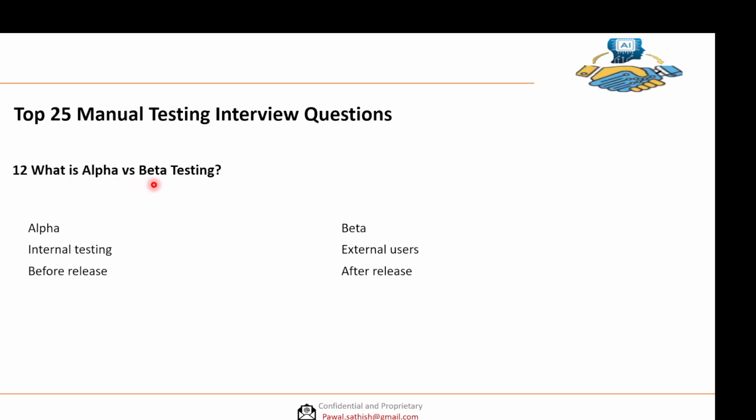And what are alpha and beta testing? Alpha testing is usually done by the internal testing team, whereas beta testing is done by external users. And usually alpha testing is done before the release, whereas beta testing is done after the release.